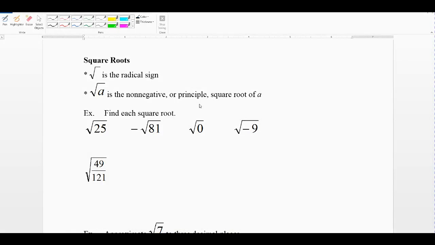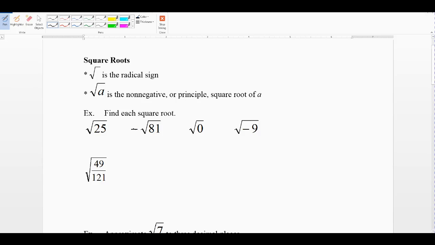Let's talk about radicals. First one we're going to talk about is the square root. Most people are familiar with the square root. If you're not, we're going to do a brief review. That symbol, the check mark symbol, is called the radical sign. So when you see the square root of a, what that's asking for is the non-negative or the principal square root of a. That means our answers are going to be the positive values only.